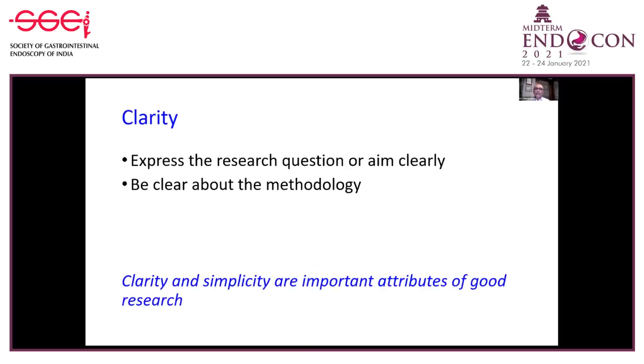Something which is very important in any research project or research paper is clarity. So express the research question or aim clearly. So very often, as an editor of a journal, what I find when reviewing papers is that people do not clearly express their research question. They know they want to do something, they've done it, but they're not able to express this clearly. The second thing is also to be very clear about the methodology. Just remember that clarity and simplicity are the most important attributes of any good research.